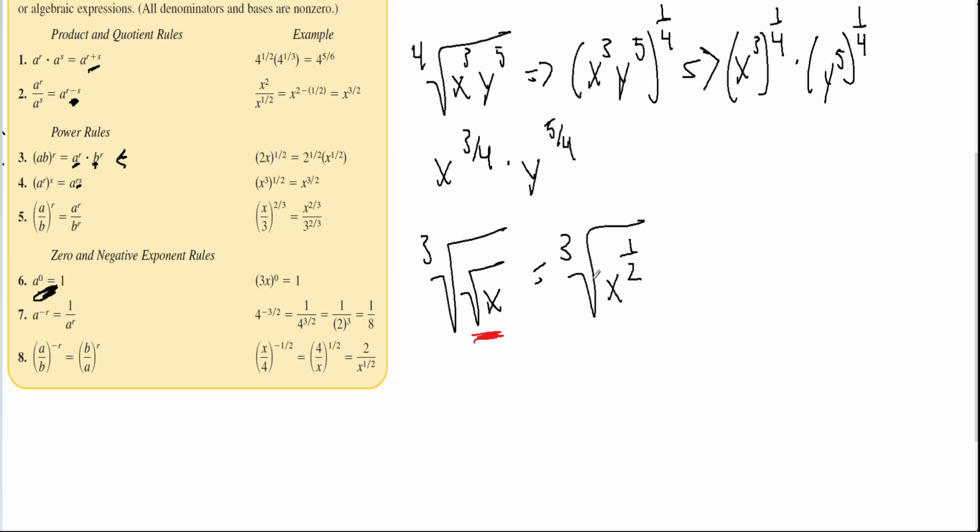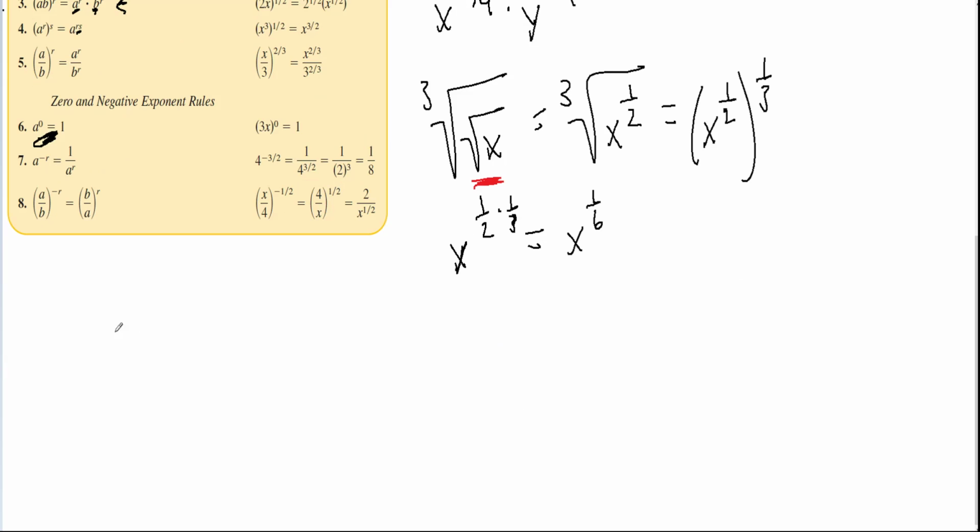And so using that logic, I can get rid of this cubic root by doing the exact same thing. So I have x raised to the 1/2 power, which is raised to the 1/3 power, okay? And this is another application of rule 4. So all I have to do now is just multiply the two powers together. So x raised to the 1/2 times 1/3, which would give me x raised to the 1/6 power.